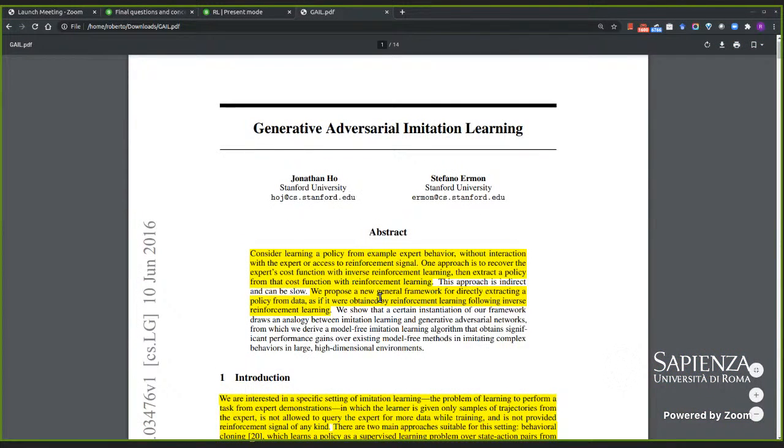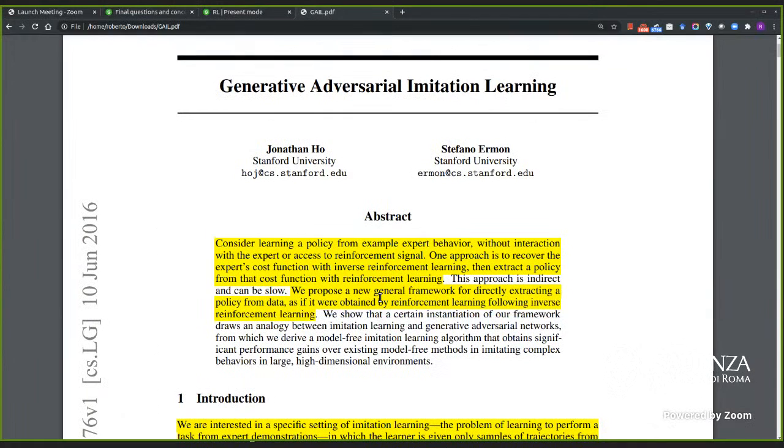Okay, let's move on then. As usual, we start from the abstract. Consider learning a policy from example expert behaviors, which is what we just described, without interaction with the expert or access to reinforcement learning signal. So why without interaction with the expert? Because, as I said, the only thing that you observe are the trajectories that the expert generates. There is no possibility for the learning agent in this setup to query the expert to say, hey, what would you do in this state? So there is not this possibility.